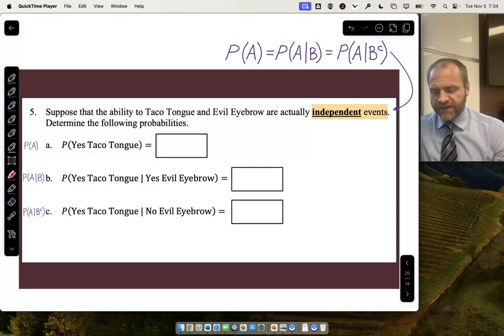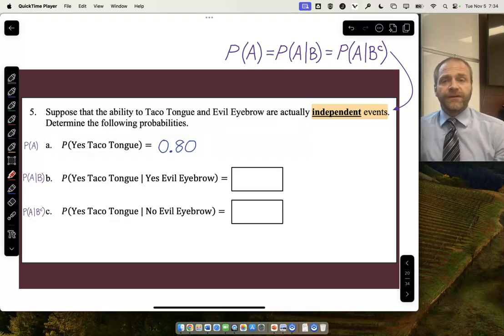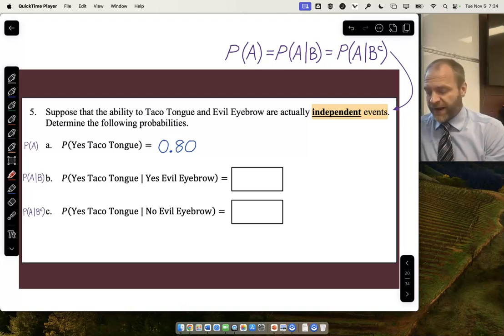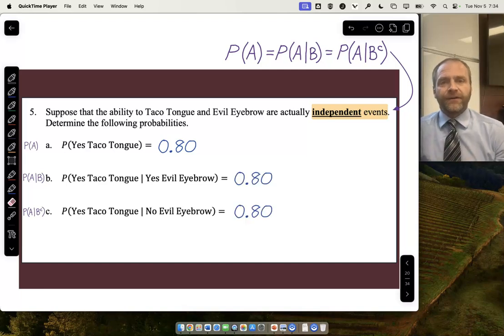So what I'm going to do is figure out what they're going to be. And so first off, we already knew that this was 0.80. The probability of someone to talk or tongue, just from our table that we had looked at before, was 80%, so 0.80. If they are independent of each other, all three of those have to be the same value. That's really what that formula is saying and what it means in words. The probability does not change given that something occurred. And so that's where part B and part C come into play.